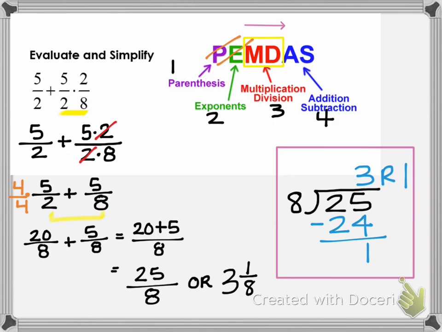So the quotient 3 is the whole number in that mixed number 3 1/8. So the quotient is 3. The remainder 1 is the numerator 1, and then it's 1 over 8. So your final answer is 25/8 or 3 1/8.